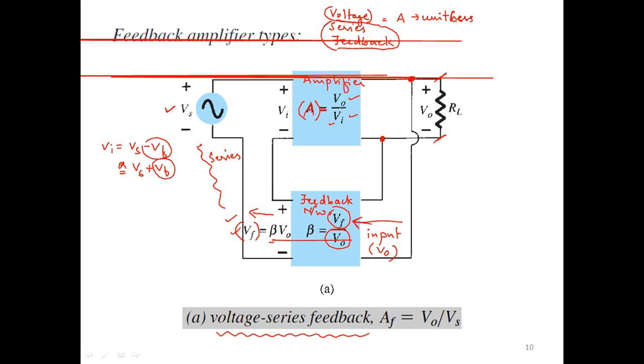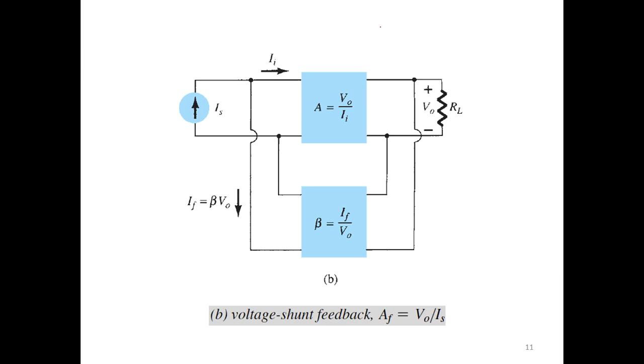Okay, so I think this explanation has cleared most of the things now. All right, so let us look at the next thing. What do we mean by voltage shunt feedback? Shunt can also be written as parallel feedback.